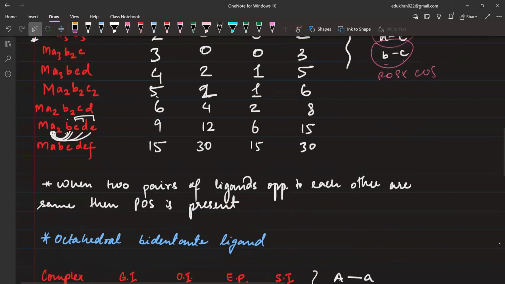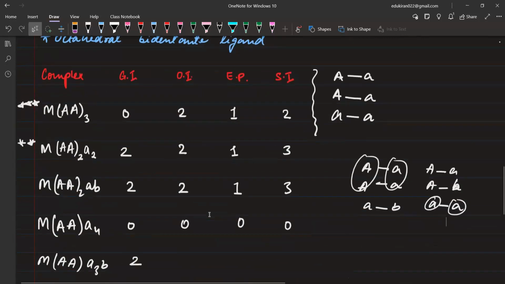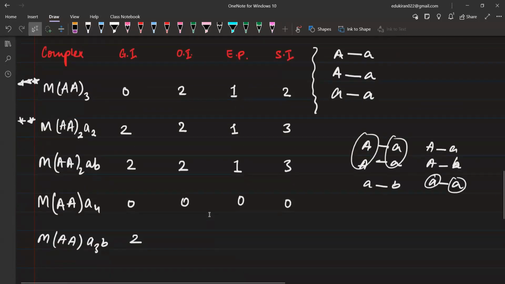When two pairs of ligands opposite to each other are same, then POS is present. Even if a pair of ligands opposite to each other is same, there will be POS. So optical isomers will be 0. Stereo isomers will also be... my bad, stereo isomers will not be 0. Stereo isomers will be 2, because geometrical isomers are present.